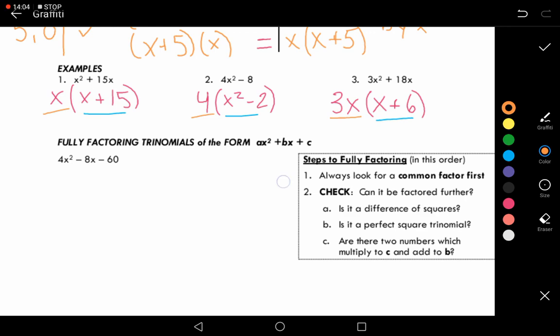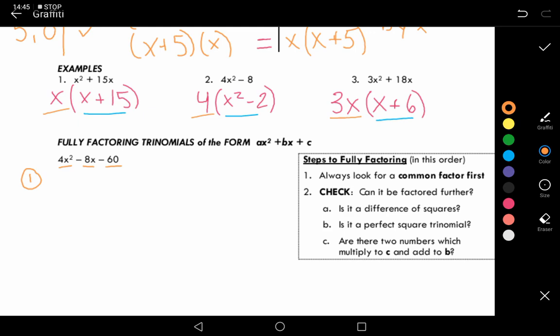Okay, so we always want to look for a common factor first. That's what we did right above. These examples here were of common factoring. So that's the first thing we're always going to look for. Can I divide all of these terms by a number, by a variable? Let's just go through these step by step. Step 1, common factor. We need to find what is the greatest thing that we can divide all of these terms by and get full whole numbers.